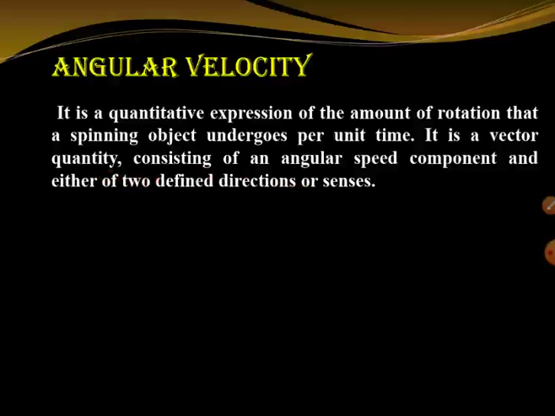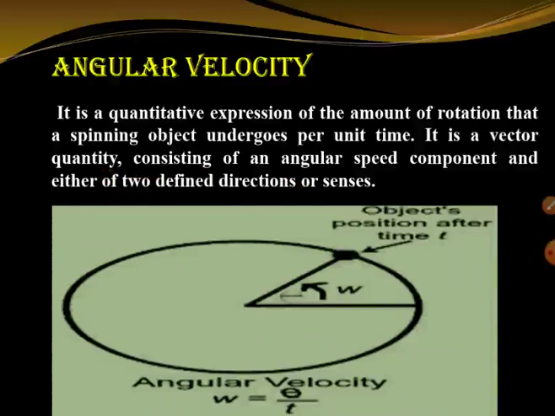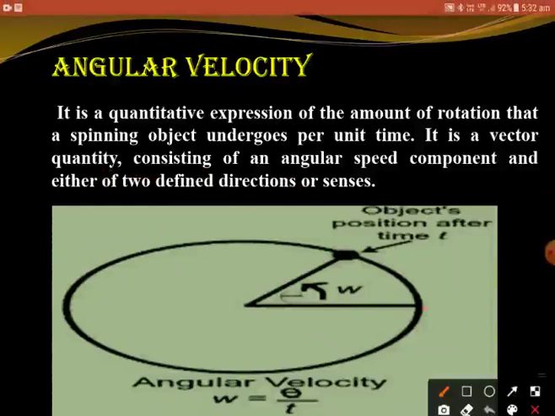Got it? Now let's see. If an object is at the very initial position here at t is equal to 0, and the angle described by the body after an interval of time, say small t, then the body from here moves like this and reaches this position.